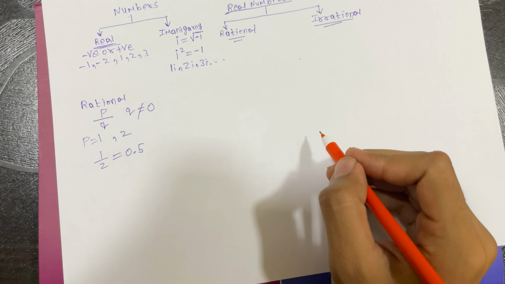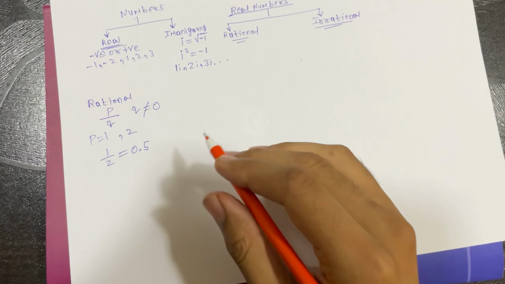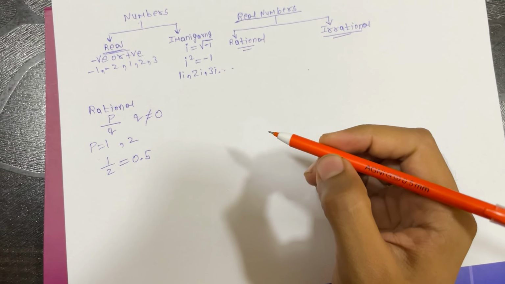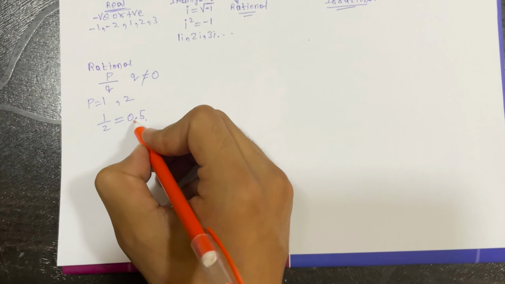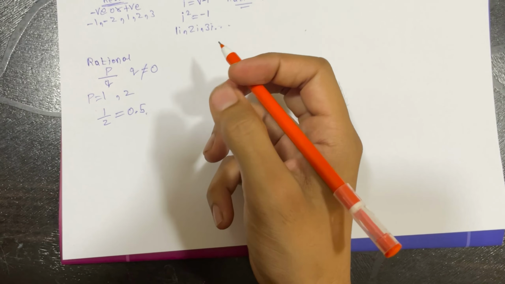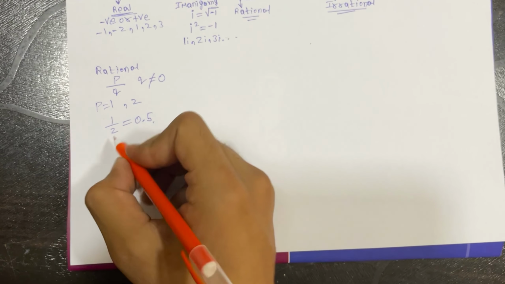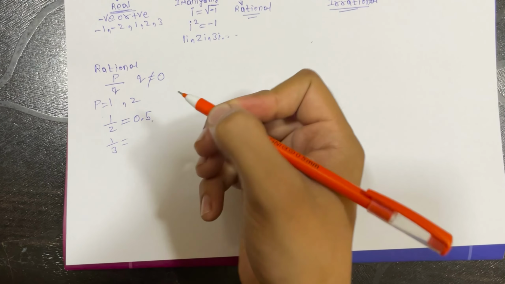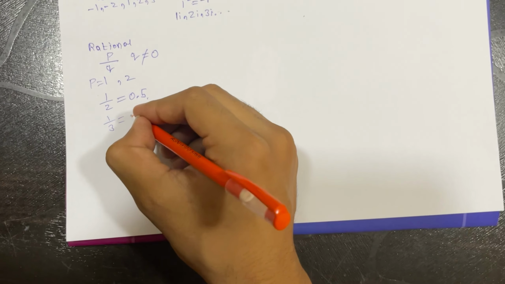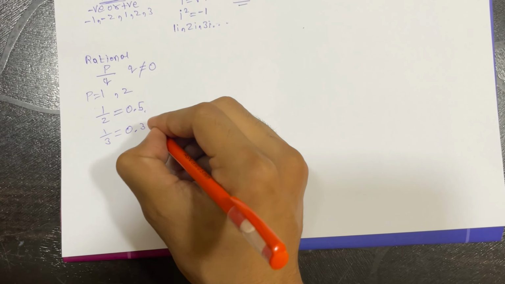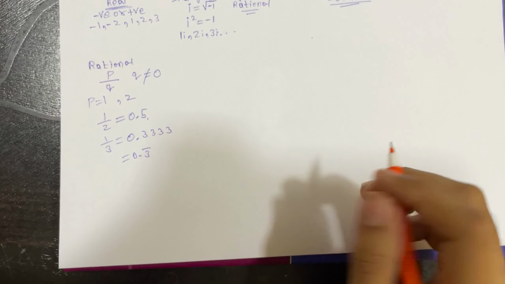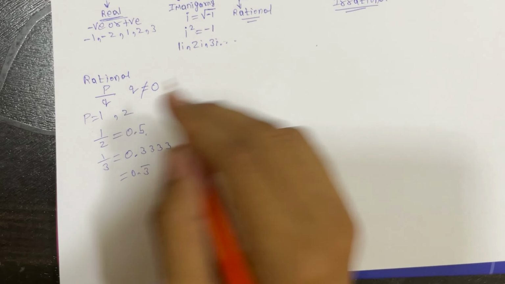And rational numbers are also the numbers which are repeating. It's non-terminating, so we cannot terminate that. For example, 1 by 3 is a rational number because yes, it's repeating, but it's 0.333333, and we can write this as 0.3 with a bar, which is repeating. So this is a rational number.